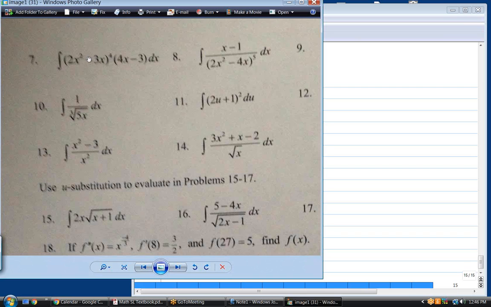And that works for everything that applies to that? Yeah, it really does. What's number 8? What's the derivative of the inside in number 8?